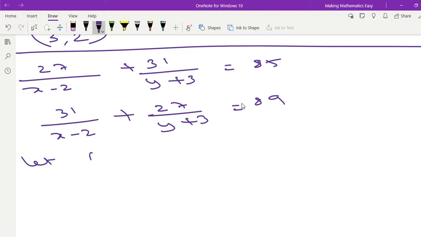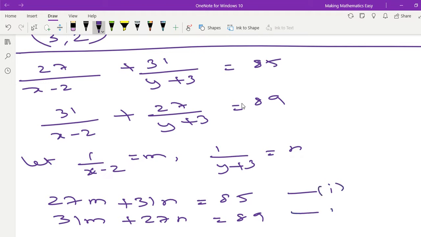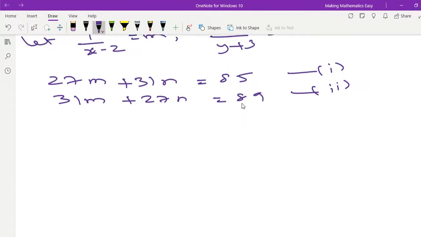So we can go ahead with this. Let's take 1 upon x minus 2 is equal to m and 1 upon y plus 3 is equal to n. So our revised equation would be 27m plus 31n is equal to 85, and 31m plus 27n is equal to 89. So this is my equation number 1 and this is my equation number 2.